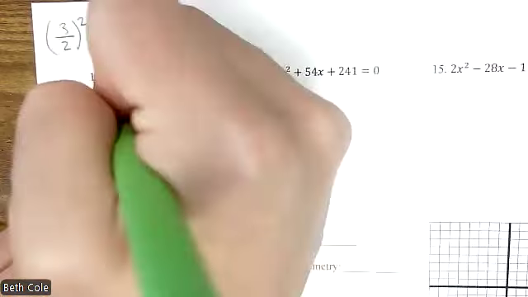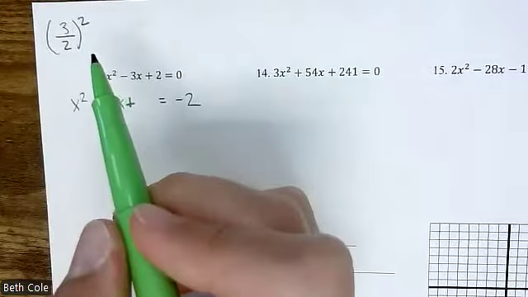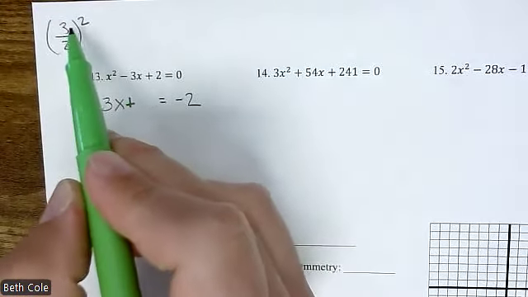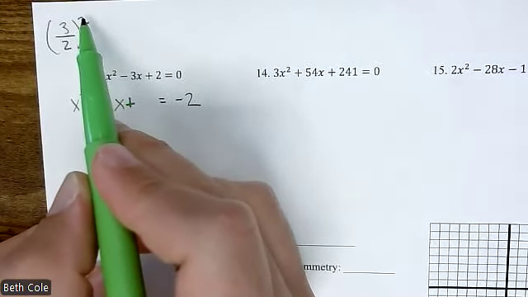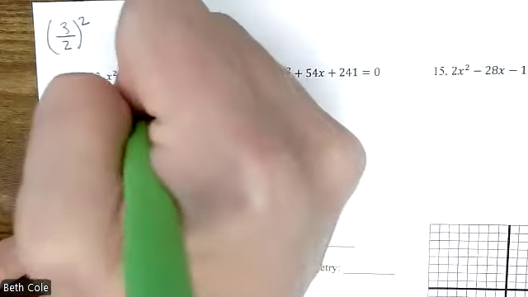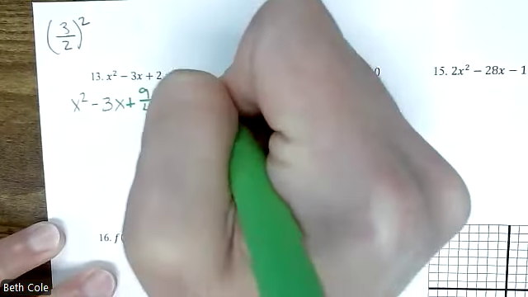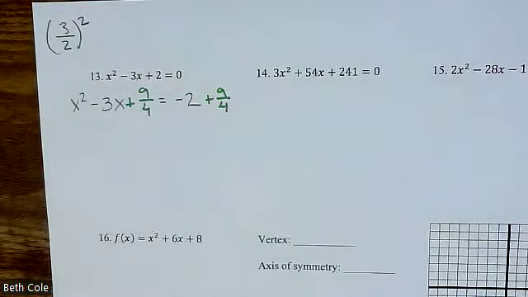So here's what we're going to add. I need y'all to focus back there, group in the back. All right, 3 squared. 9. Good. And then 2 squared. 4. So 9 fourths is what you're adding to both sides.